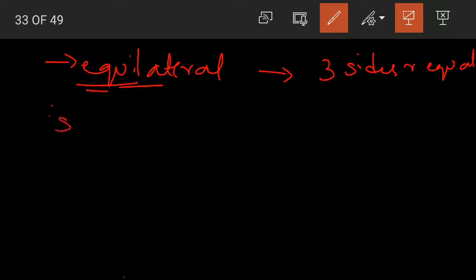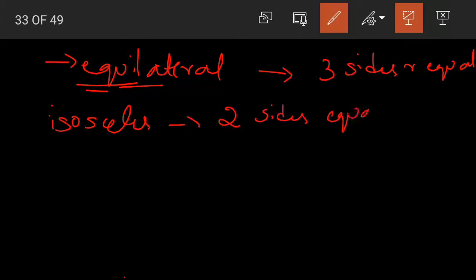Now next, coming to the isosceles triangle. An isosceles triangle is nothing but a triangle where two sides are equal and one side is different. An isosceles triangle is one where two sides are equal and one side is different.